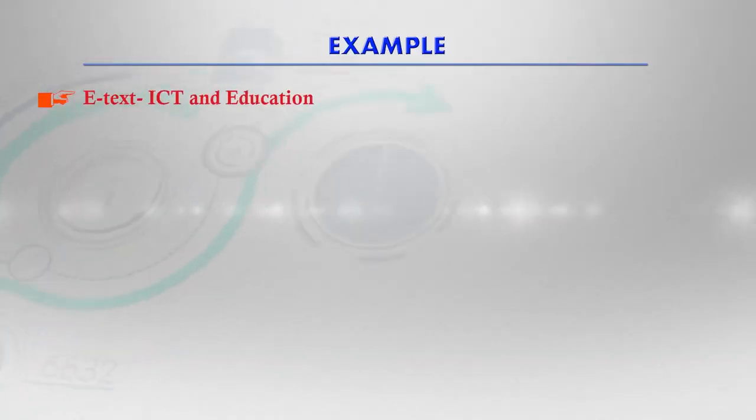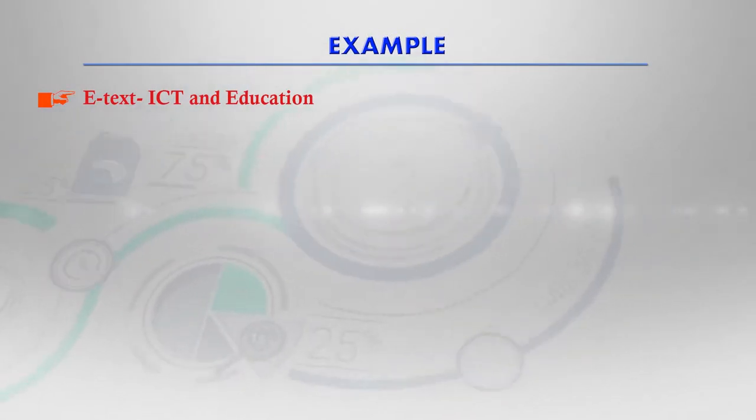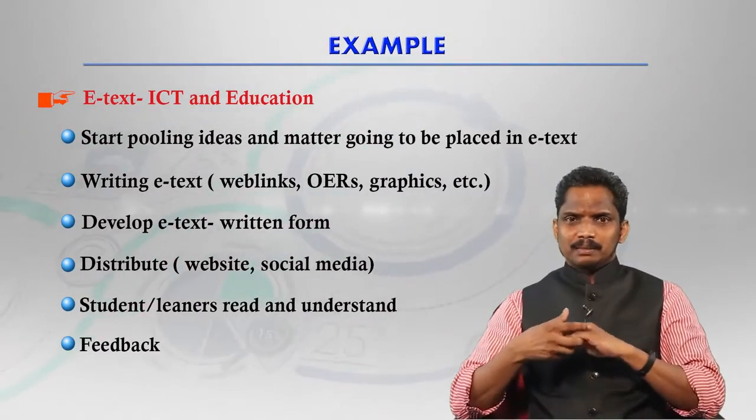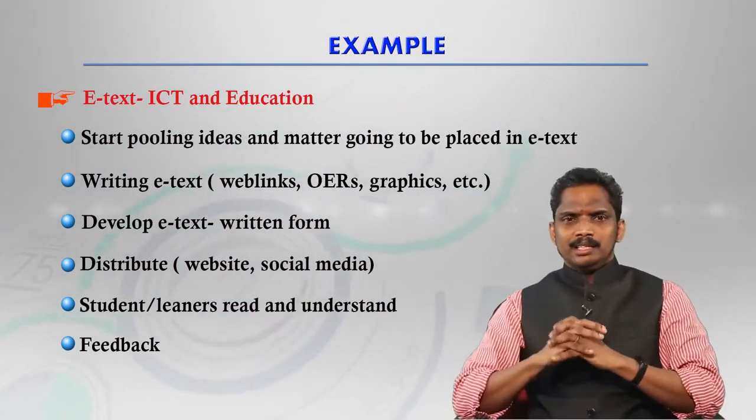Say, for example, I am going to develop an e-text maybe on the title ICT and education, the different technologies ICT is used in education. Now what I will do, I need to develop an idea. What all points, what all concepts can go into this e-text. You can correlate this with the different processes which we have discussed just before. So it starts with the development of idea. I'll be pulling together all those ideas, the concepts which I need to include, which are going to be placed in the e-text.